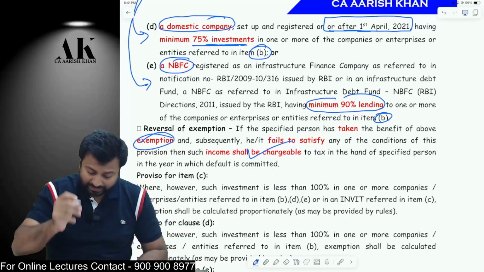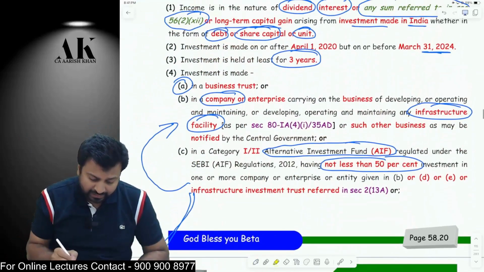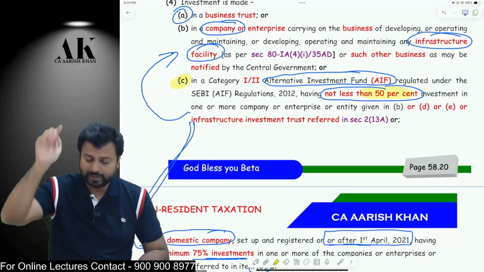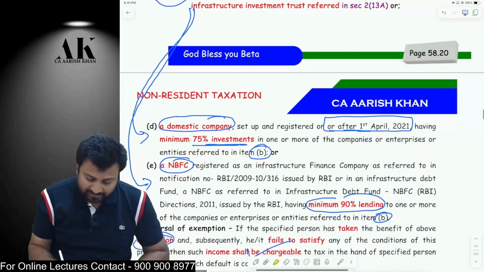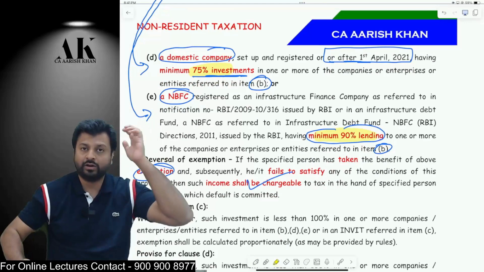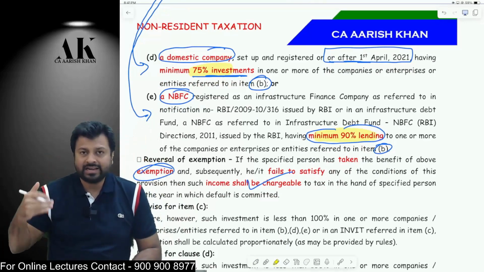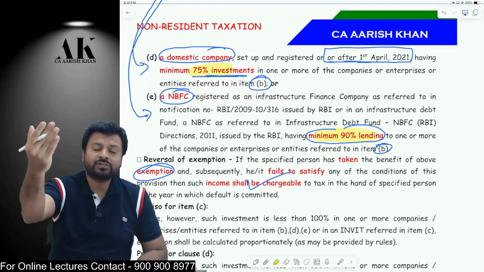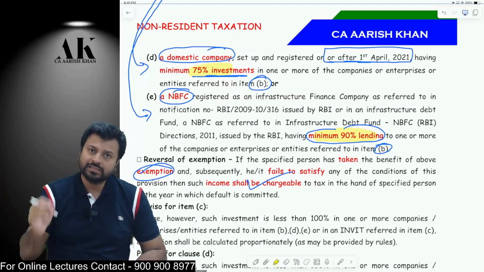One last thing, be very careful. There is a condition over here in point number C that at least this AIF should invest 50% in point number B, D and E. And this domestic company should invest at least 75% and at least 90% this NBFC should lend. Okay. So if they invest or lend less than the percentage prescribed, then they will not enjoy exemption. But if they invest or lend more than the percentage prescribed, they will enjoy exemption.